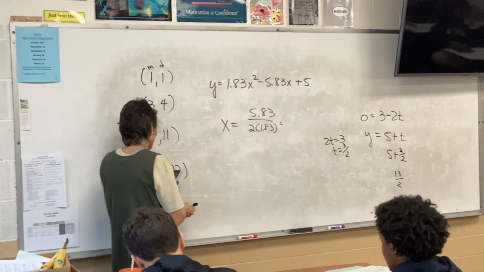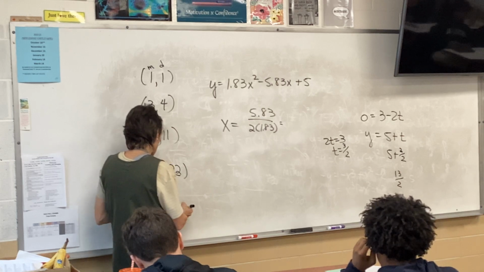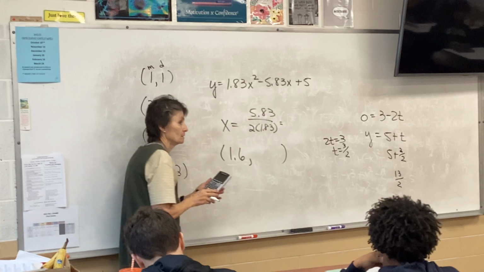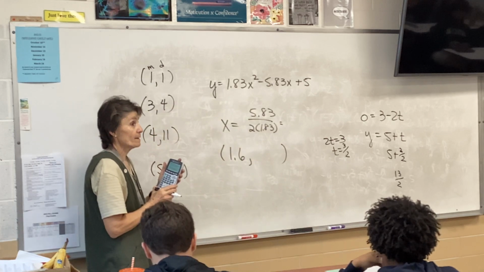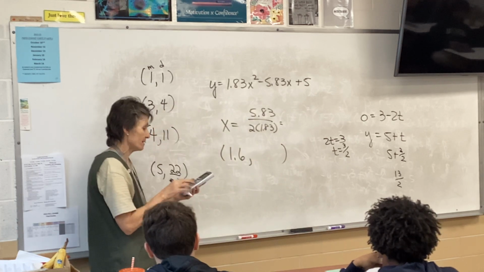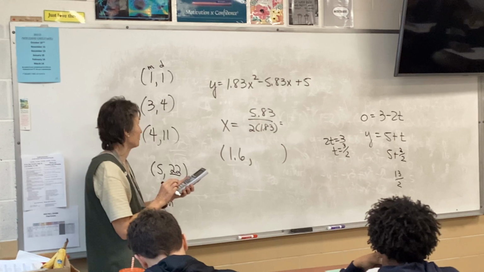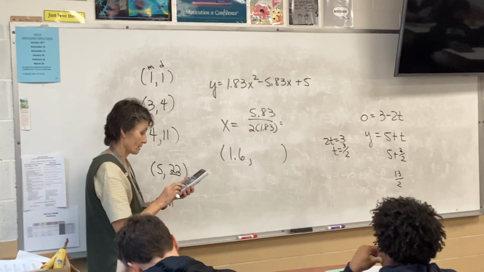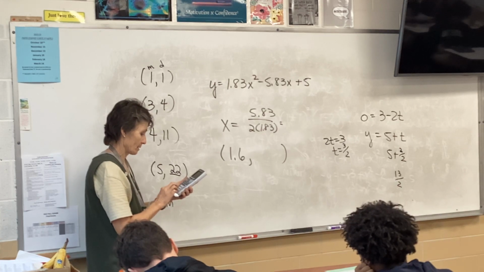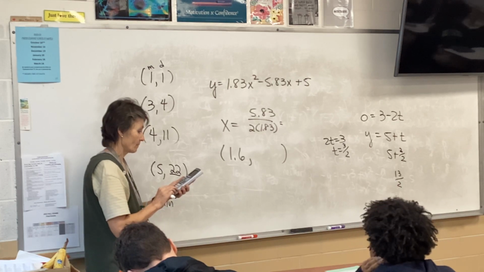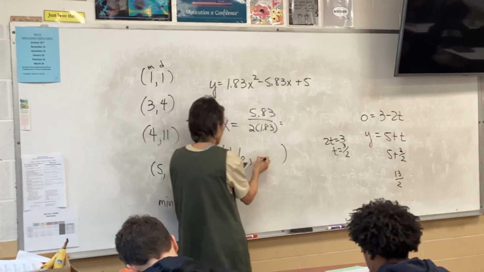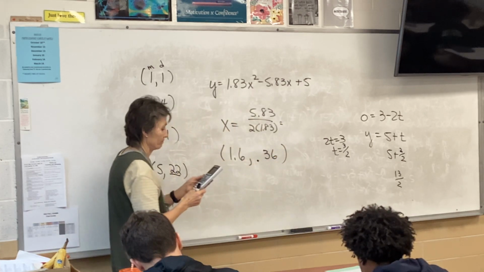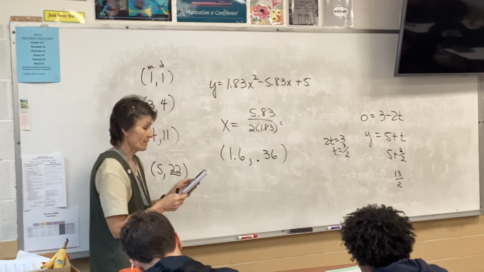So I got about, and this is so dumb, I got about 1.6. Right? And then I'll plug that in. Again, you just got to go with the flow here. Who knows what this is gonna say. I got 0.36. Anybody else get that?